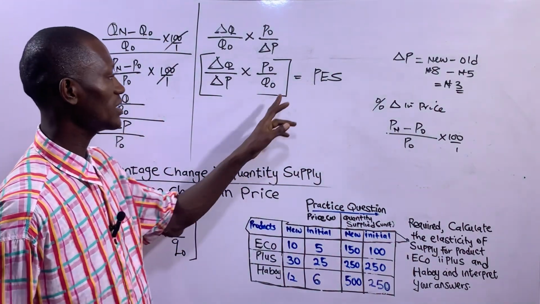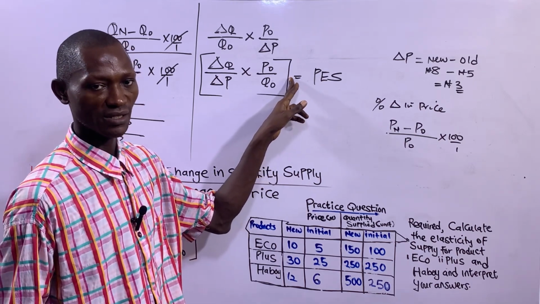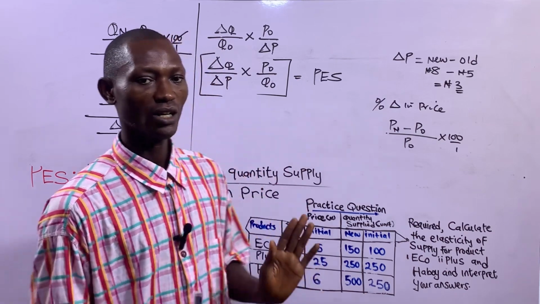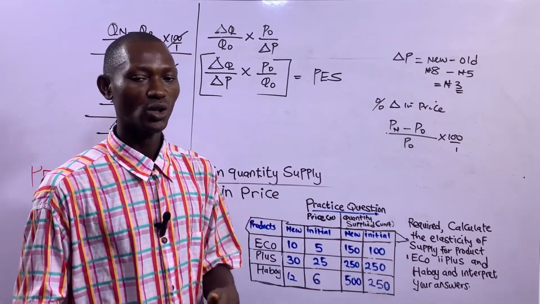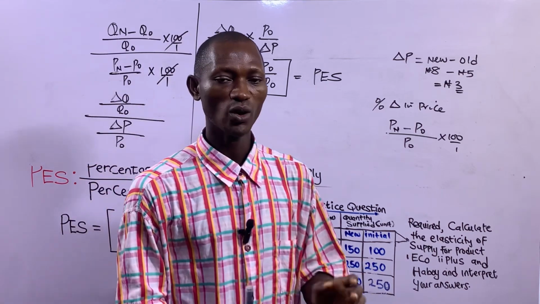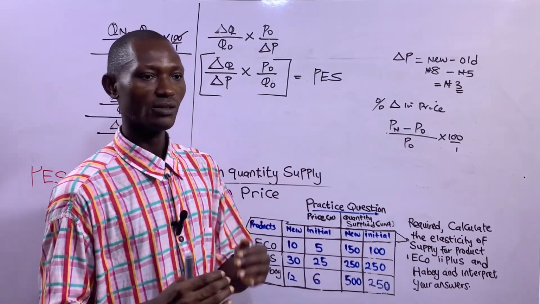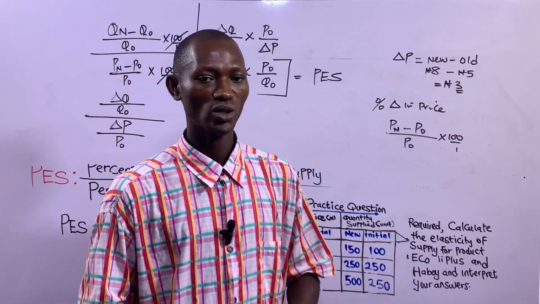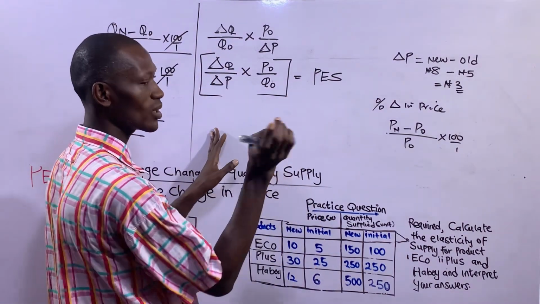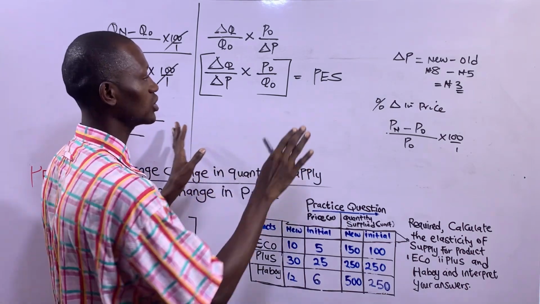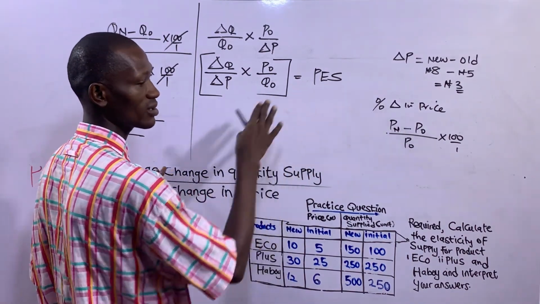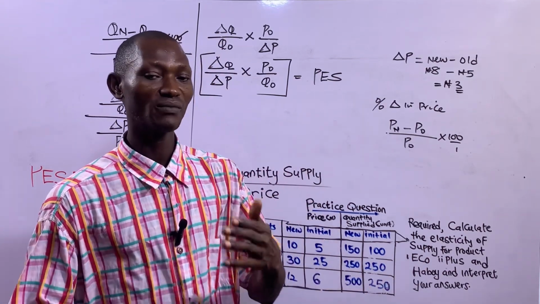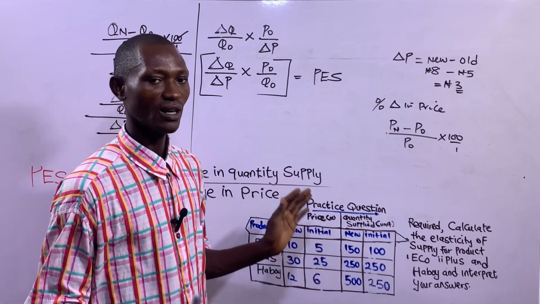You would notice that there is no constant minus or negative sign there. With respect to price elasticity of demand, there is a negative sign because there is an inverse or negative relationship between price and quantity demanded. Because the higher the price, the lower the quantity demanded, and the lower the price, the higher the quantity demanded. So that's why we have a negative sign with respect to demand. But with respect to supply, that's price elasticity of supply, there is a positive and direct relationship between price and quantity supplied.